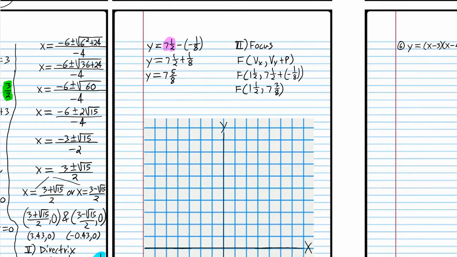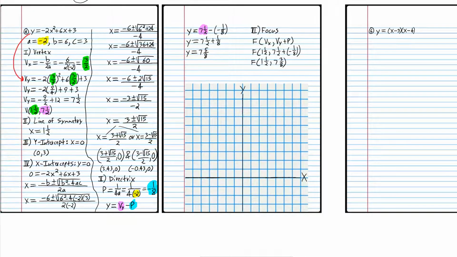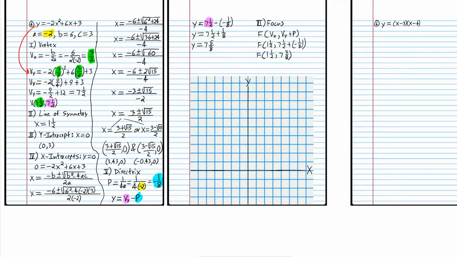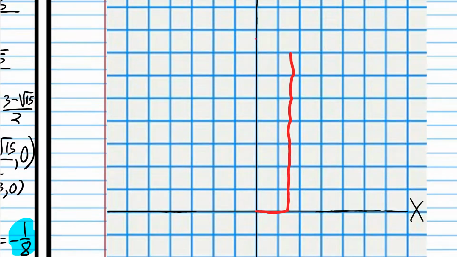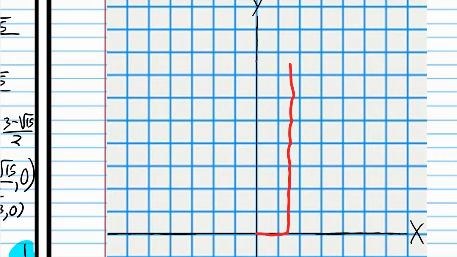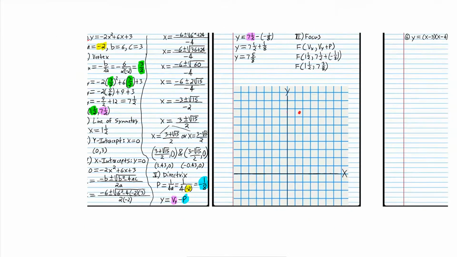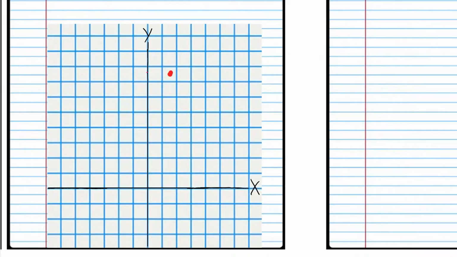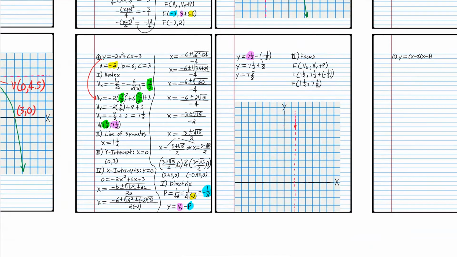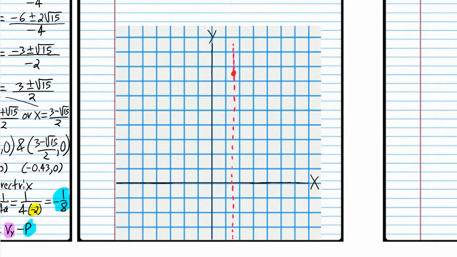Okay, so now we can start to plot stuff. So let's plot the vertex. That's 1 1/2 and 7 1/2. So 1 1/2 and 7 1/2. 1, 2, 3, 4, 5, 6, 7, and 1/2. So that's about there. What else do we have here? Line of symmetry. As usual, that's a vertical line going right through the vertex. And y-intercept 0, 3. That's here.